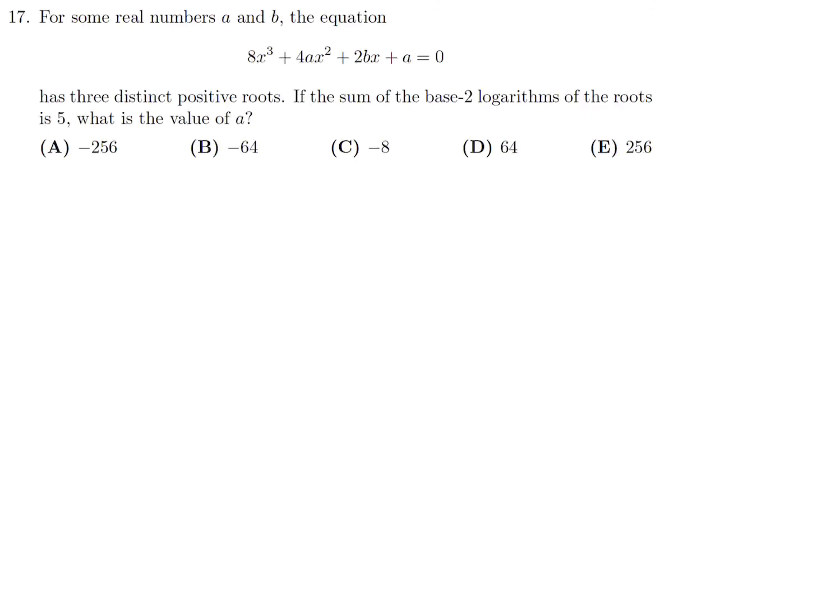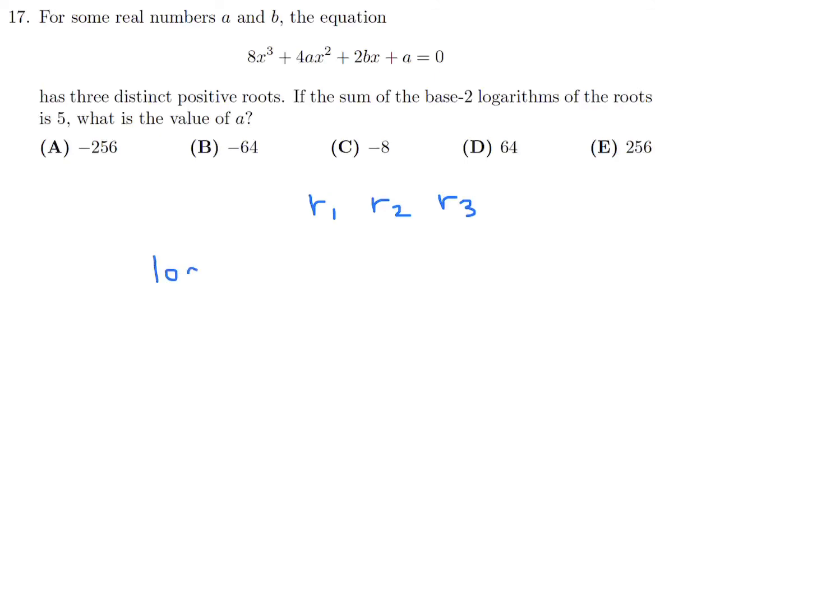For some real numbers a and b, the equation 8x^3 + 4ax^2 + 2bx + a = 0 has 3 distinct positive roots. If the sum of the base 2 log of the roots is 5, what is the value of a? So let's say our roots are r1, r2, and r3.